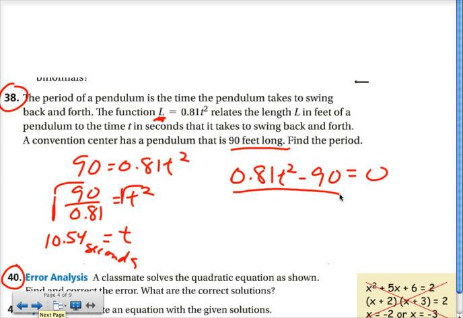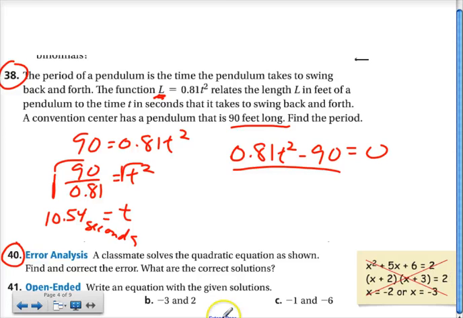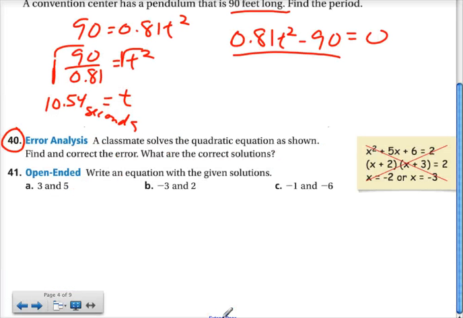And you could find the zeros that way. That's totally up to you, since they did not say we had to do it one way or another. All right, then number 40 says you've got a classmate that solved the quadratic equation that's shown over there in the yellow. Find and correct the error, and what are the correct solutions.